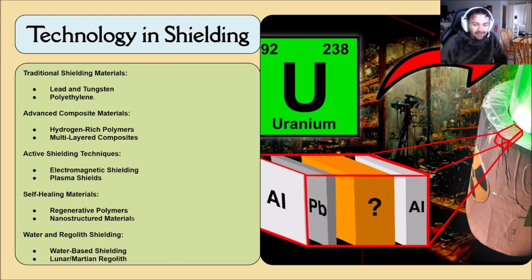Water shielding. So it's water-based shielding. A lot of people don't realize that water can actually act as a really good source of radiation absorption and radiation shielding. It does a very good job at absorbing cosmic rays. So that's something with water, and water is very abundant.